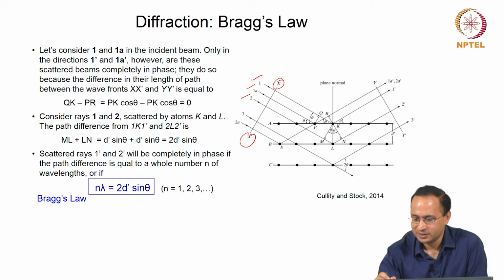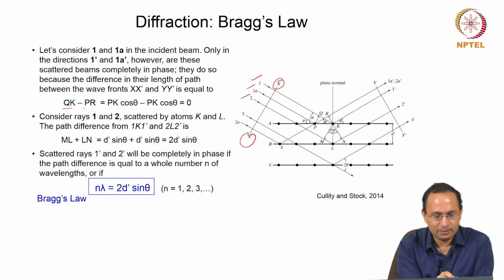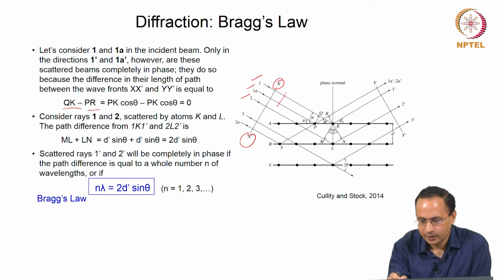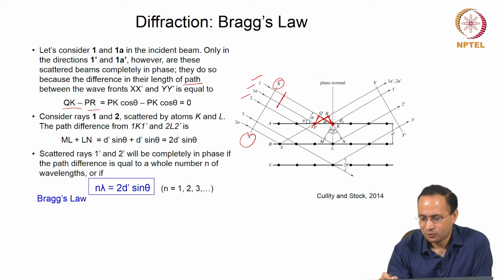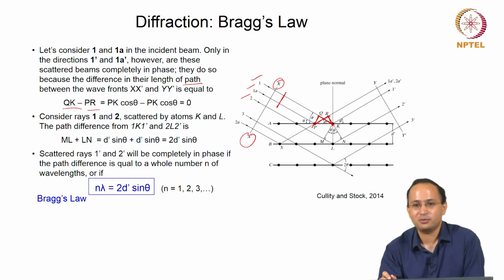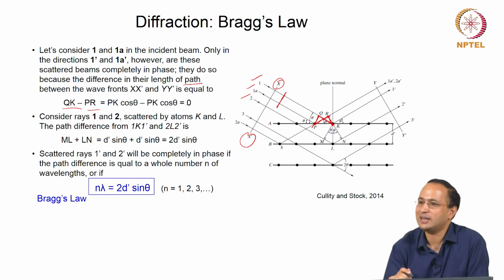They are completely in phase. How do you get the difference? Basically QK minus PR. We are looking at this incoming wavefront; up to here there is no difference between the two rays, and beyond this there is also no difference. The only difference is because of this additional QK, which ray 1 travels, while the 1A dash ray travels PR. The path difference QK minus PR equals PK cos theta minus PK cos theta 0. So these two rays are in phase, and the path difference is 0. Earlier we saw the path difference creates a difference in phase, and phase difference will lead to a difference in amplitude, that you know.